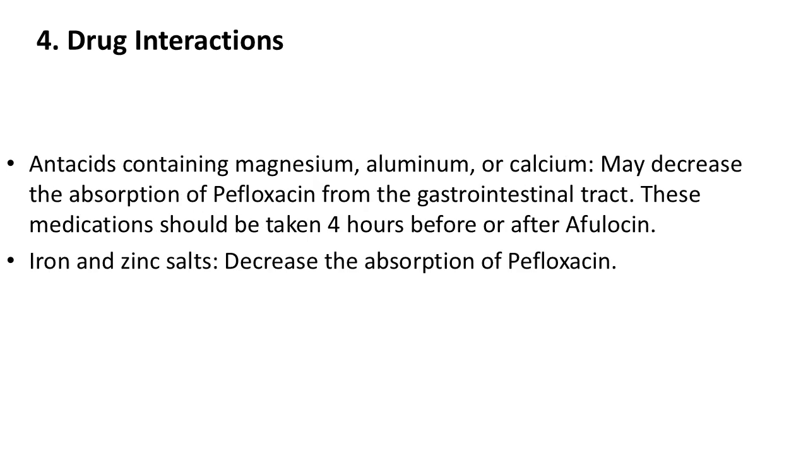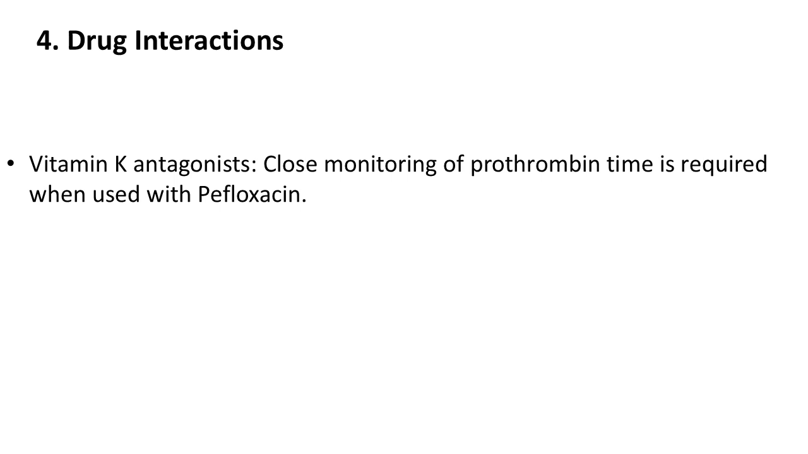Antacids containing magnesium, aluminum, or calcium may decrease the absorption of Pefloxacin from the gastrointestinal tract. These medications should be taken 4 hours before or after Afulocin. Iron and zinc salts decrease the absorption of Pefloxacin. Vitamin K antagonists. Close monitoring of prothrombin time is required when used with Pefloxacin.